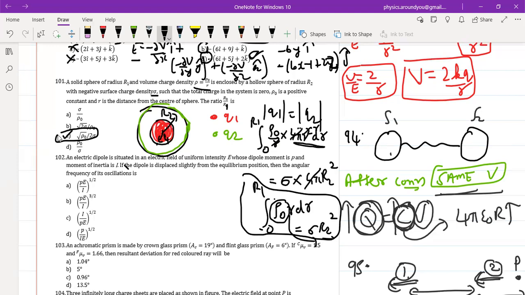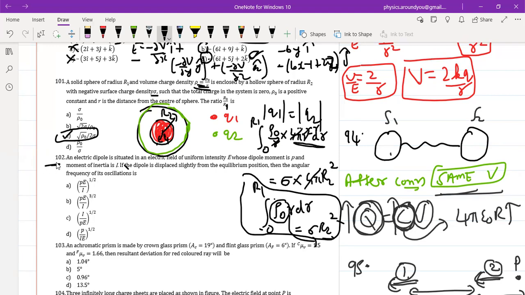So what counted here was they wanted to test whether you're comfortable with the concept of charge distribution. If the charge distribution is non-uniform, we use integration. If the charge distribution is uniform, we don't give a damn. We simply multiply surface charge density with the area directly, just like we have done here. If it is not, just like this one, then we need to use integration. That is question number 101 for you.